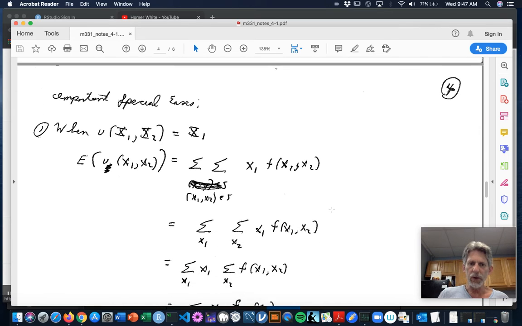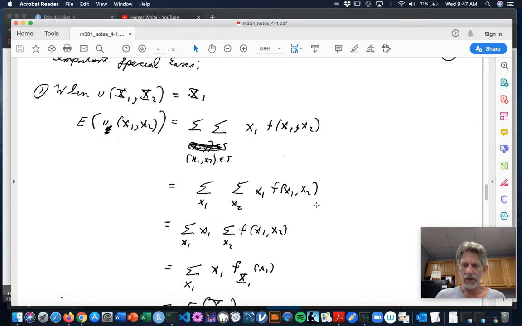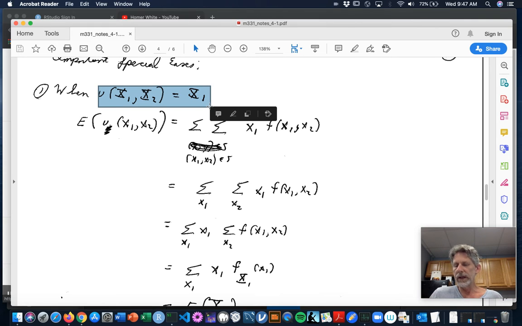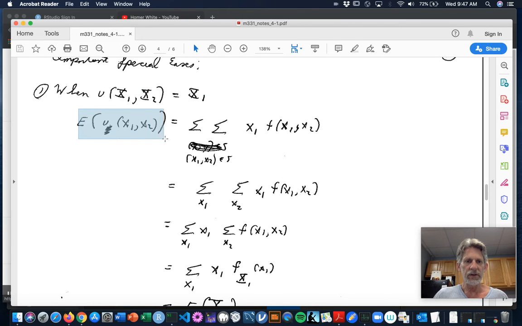So a very important special case of this, and there's a couple of important special cases, but the one we're going to talk about right now is when the u returns only one of the elements of the ordered pair. Like say u of x1, x2 is just x1. So the expected value of the u, and those should have been capitals there, so let me go ahead and make that change. Okay.